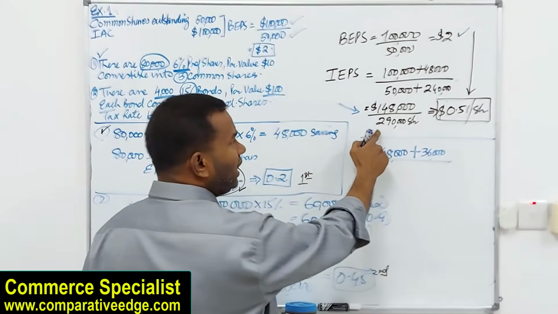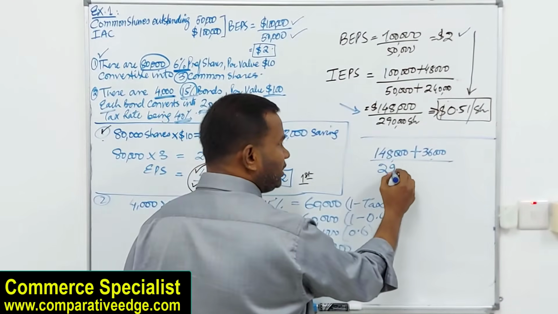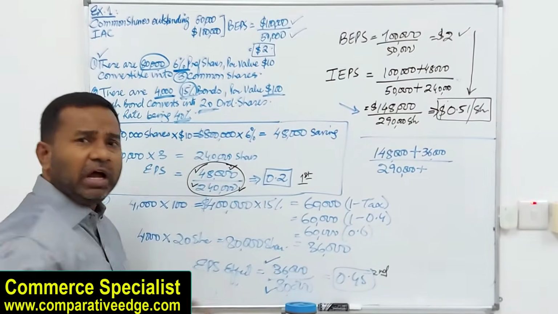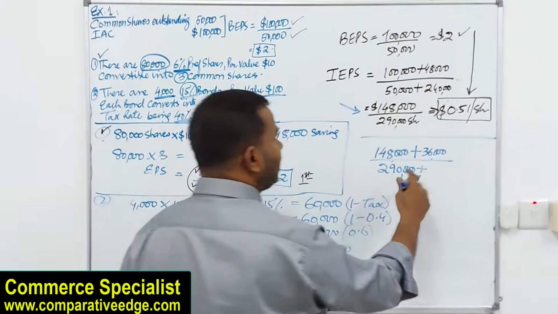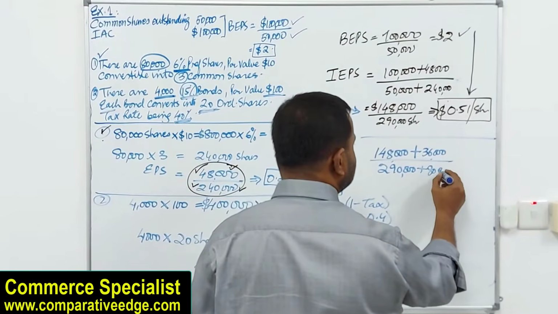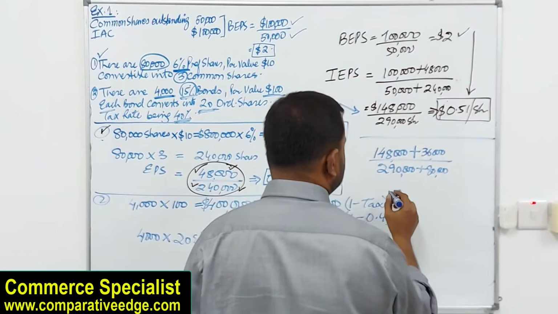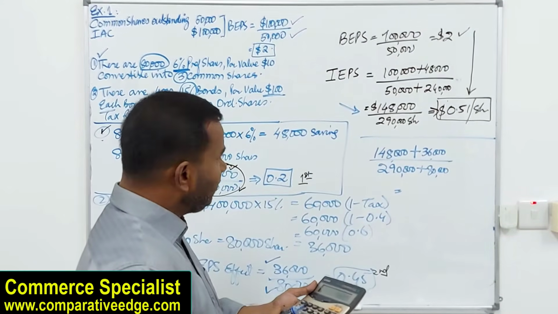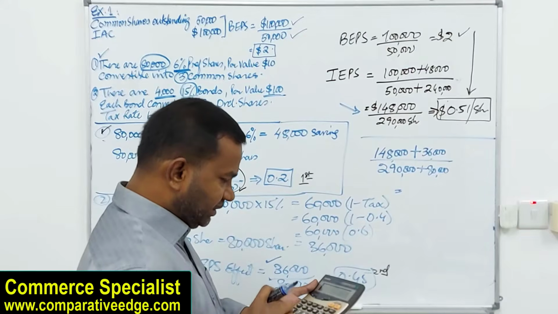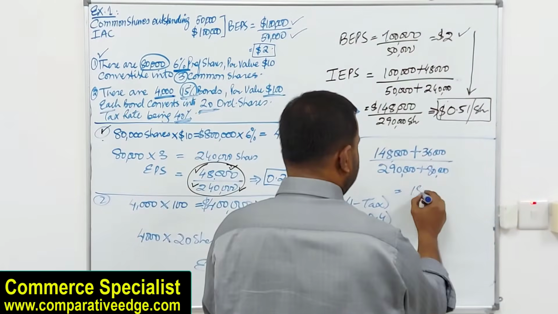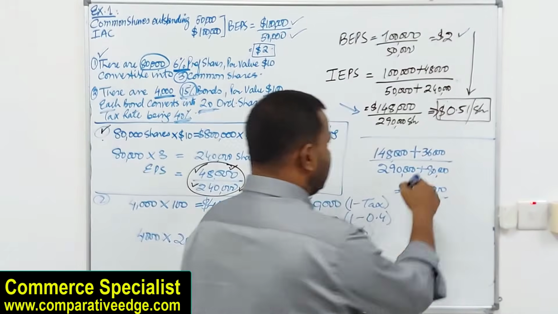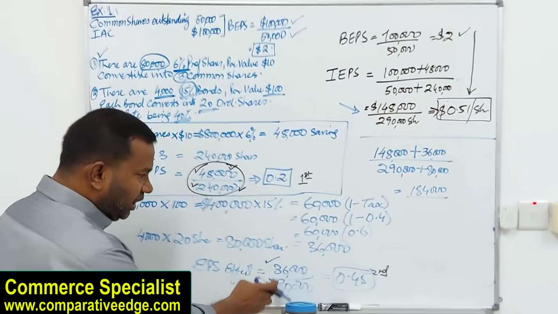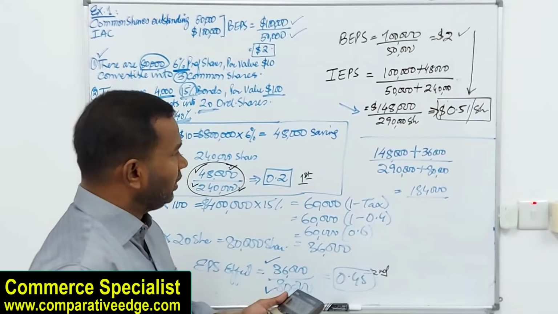In the denominator, you already had 290,000 shares after preference shares being converted. Now you have another 80,000 shares after bonds being converted. So let's incorporate that here, 80,000. So finally it comes to how much? In the numerator you have 148,000 already plus 36,000 after tax saving of interest. So you're getting 184,000. In the denominator you already have 290,000 shares plus 80,000 more shares as a result of bonds converted to ordinary shares.